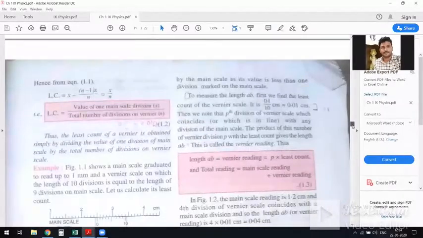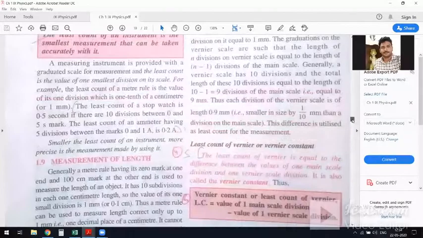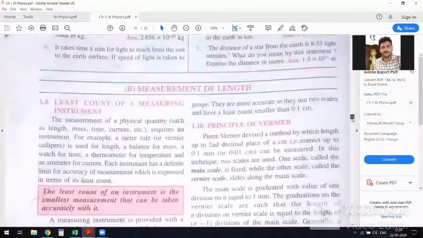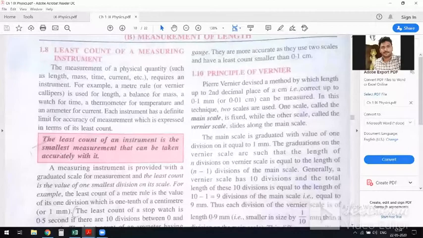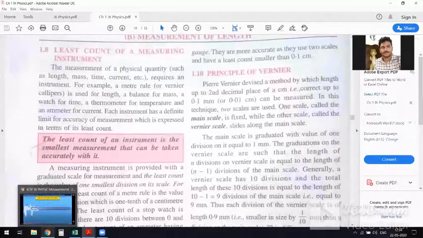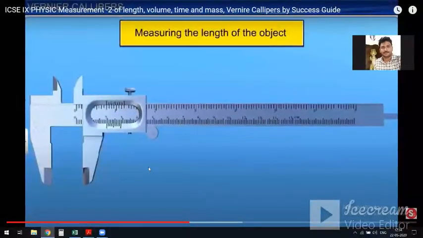So here some steps are given that we will see in the video. But before that, in our textbook, a definition of least count is also given in this orange box. I'm going to give the solution of exercise 1B, so there this same definition will be there. You can read it now also. The least count of an instrument is the smallest measurement that can be taken accurately with the instrument. Okay, now let's come to the video part. How we are going to make measurement with the help of vernier caliper.